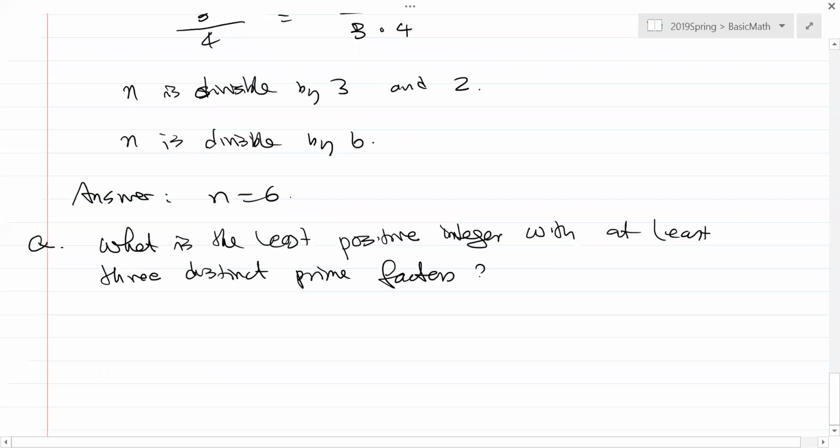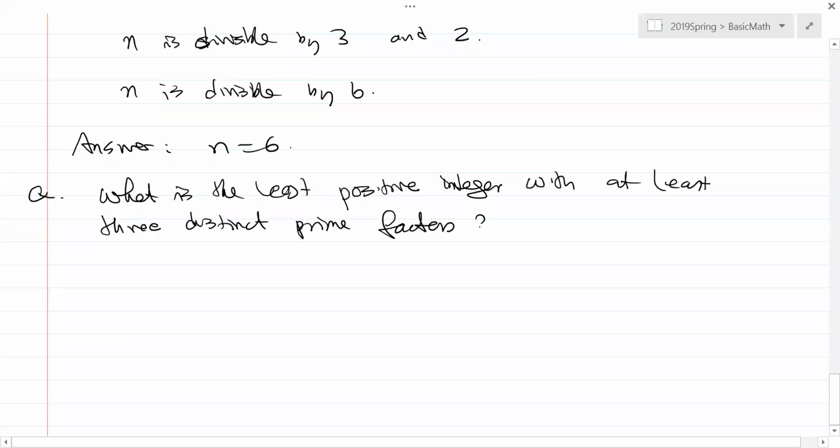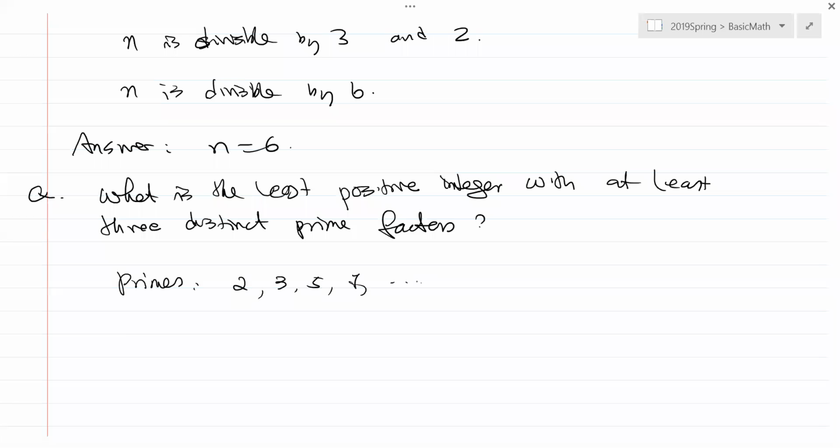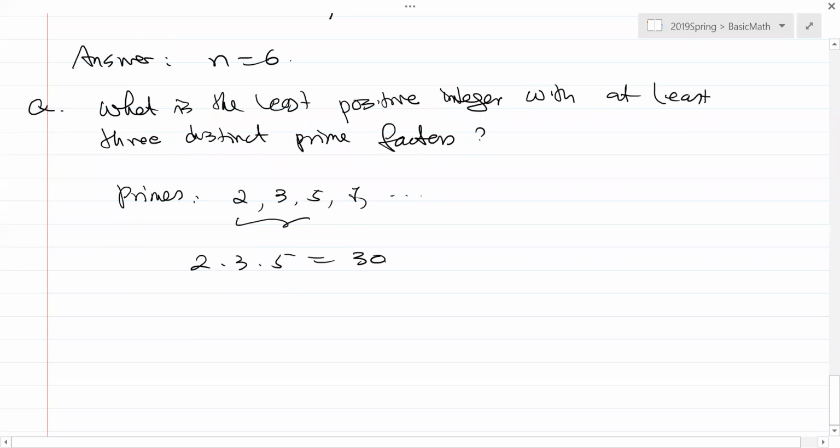You have to have three prime factors. What kind of smallest number can you get? That's easy, right? Prime factors, prime numbers, right? Primes are as small as possible: 2, 3, 5, 7, and so on. So you have to pick the smallest prime numbers. You have to pick three different ones. So the product, 2 times 3 times 5, is going to be 30. That's the answer. That's it.